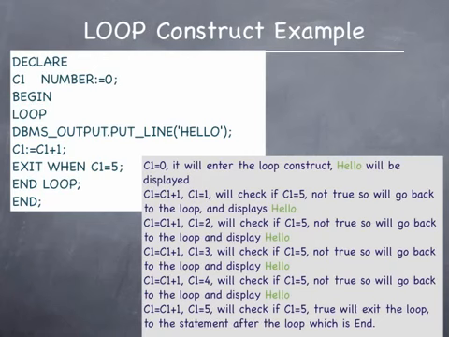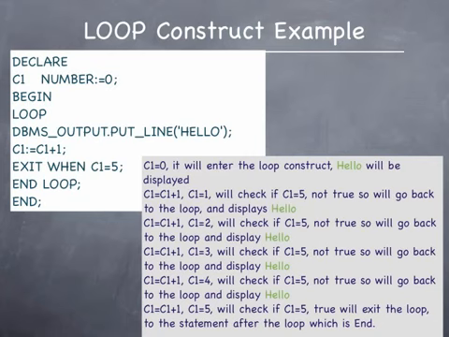On this slide is the program that you would write to display the word hello on the screen 5 times. I'll read the program out to you. It begins with the word declare, followed by a variable called C1 being declared to be of number type. An initial value of 0 has been assigned to C1.